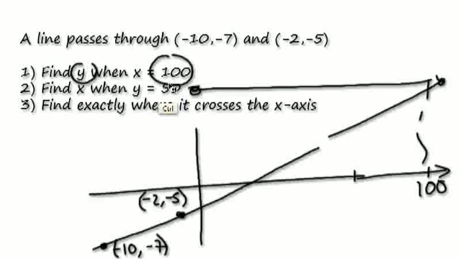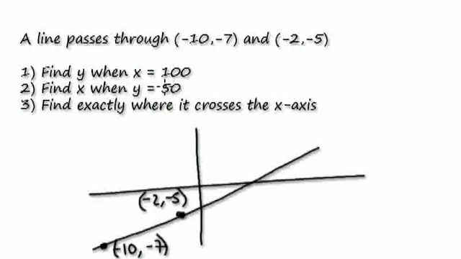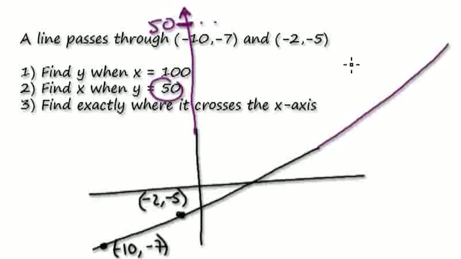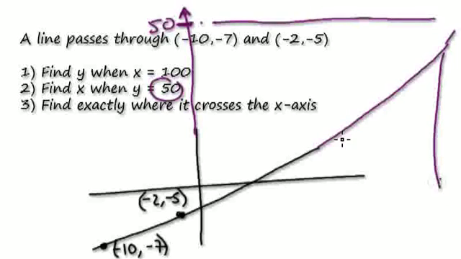And then the second question, what is x when y is 50? What that means is you've got to extend the y up here. So 50 is really high up here somewhere. So where will x be when y equals 50? Somewhere here. And then extend the graph, and find out exactly where it crosses the x-axis, which means find the exact coordinates for this point here.